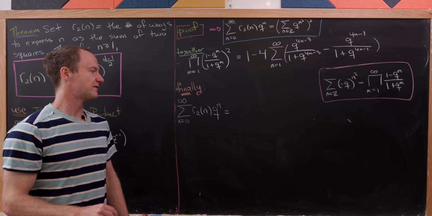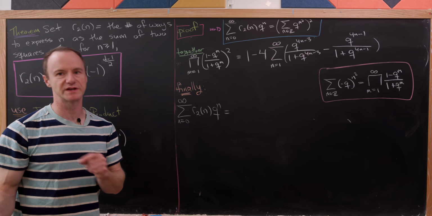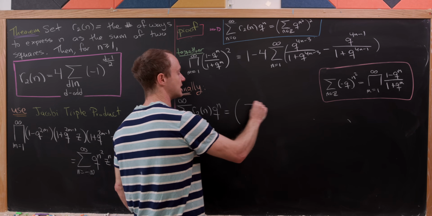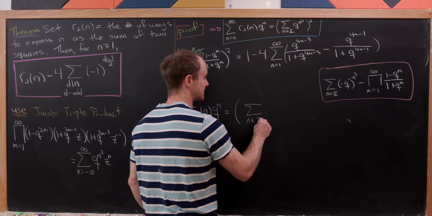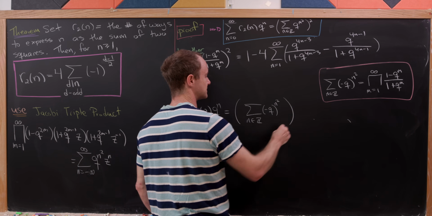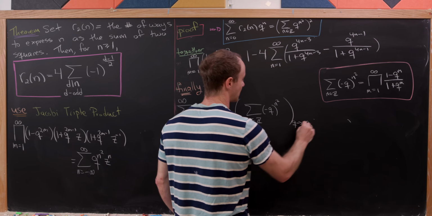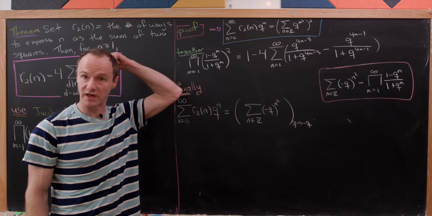Okay, we're finally ready to finish this thing off. So let's start with our generating function for the number of ways to write n as the sum of two squares, which before we noticed was the square of this hypergeometric series. But I'm going to rewrite this as the hypergeometric series minus q to the n squared, and then where q is replaced with minus q. So that's just replacing q with minus q twice up there.